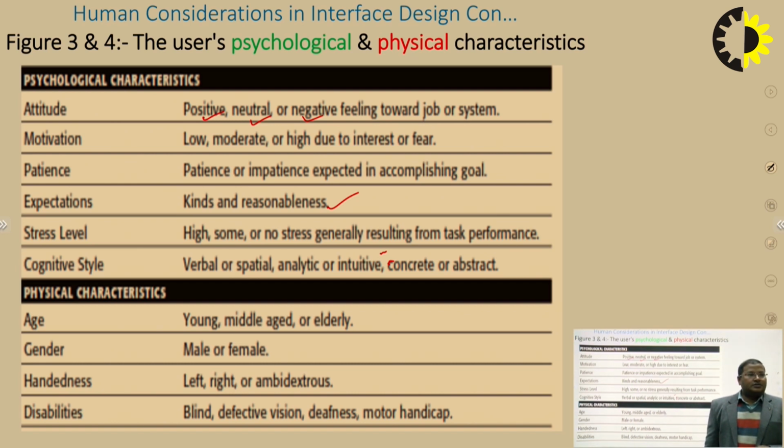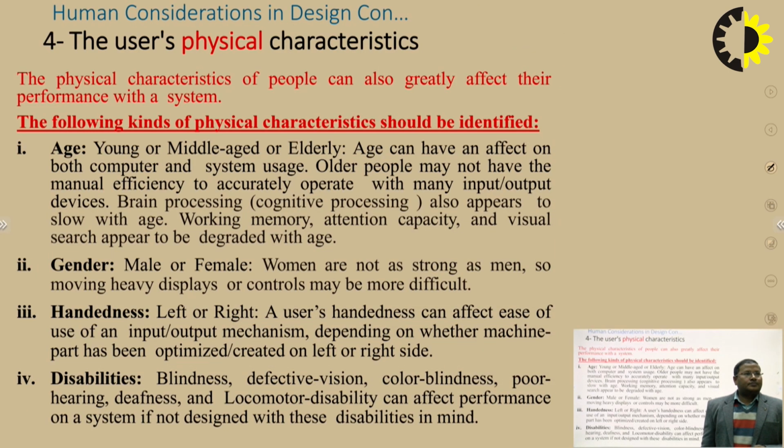Now, physical characteristics: that is the age, young, middle age or elderly; gender, male or female; handiness, left, right; disabilities, blind, defective vision, motor handicap, etc. The physical characteristics of the people can also greatly affect their performance with the system. I already told, the following kinds of physical characteristics should be identified. Age: young or middle age or elderly. Age can have an effect on both computer and system usage.